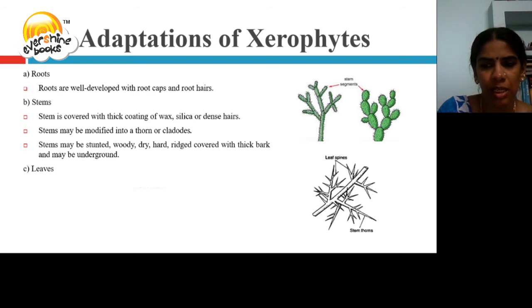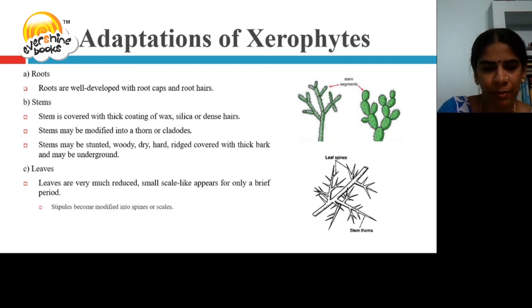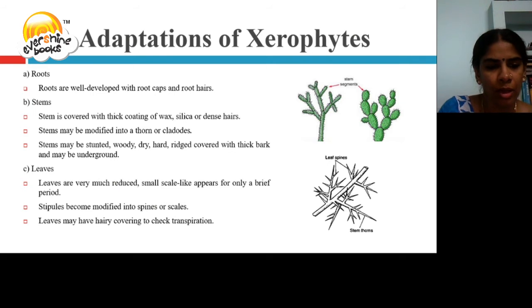Leaves: you can see leaves are very much reduced. There is no leafy appearance here. Small scales are there for a brief period. That is only the leaf spines or thorns. Stipules become modified into spines. You can see clearly leaves are modified into spines to prevent evaporation. Leaves may have a hairy covering to check transpiration.